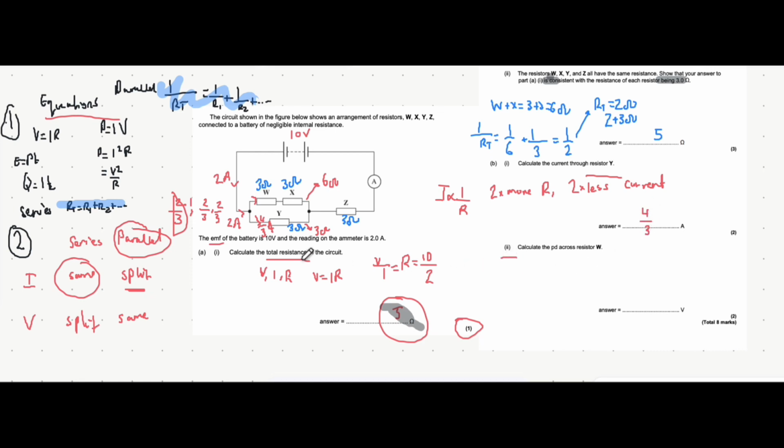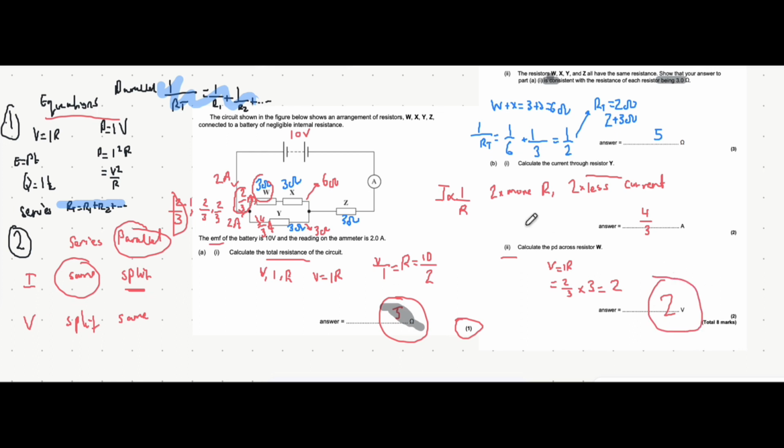Lastly, for this part of the question, we mentioned that going through the top of the junction is 2/3 amps. And since we individually now know the resistance of resistor W and the current through resistor W, we can find the voltage across resistor W using V equals IR. And we say it's the current of 2/3 that flows through it times the resistance of 3 ohms, which is 2 volts. And that's the answer to the question.